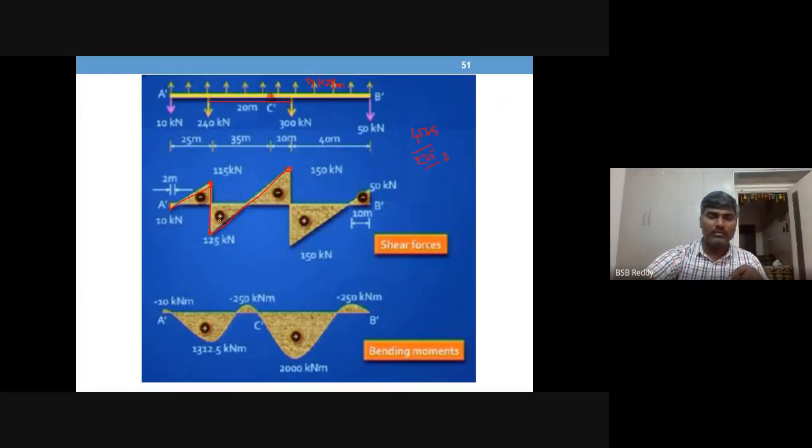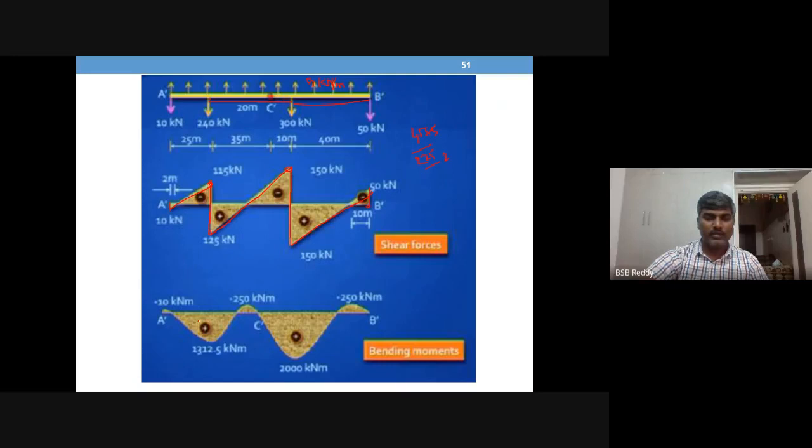Okay, then this will be 150 here. Then if you come down by 300, it will be 150 down. Then again from here till this, 40 meters. So 40 into 5 is 200. So you have to go up by 50 and downward 50 is there. So you will reach 0 there. Okay, so this is the SFD that we are going to plan. Okay, got it? Right.